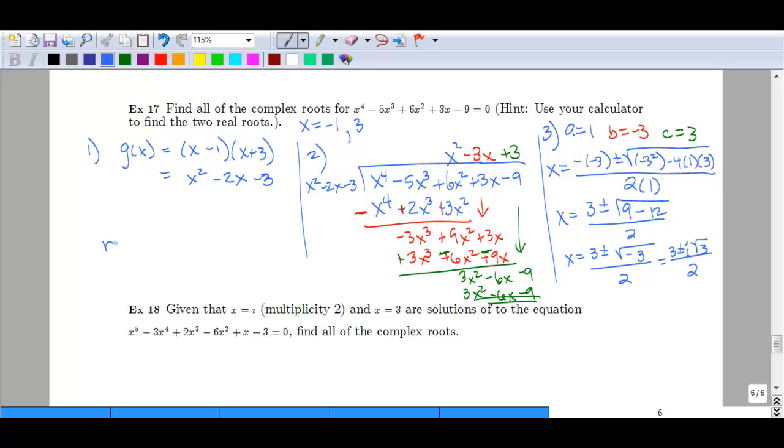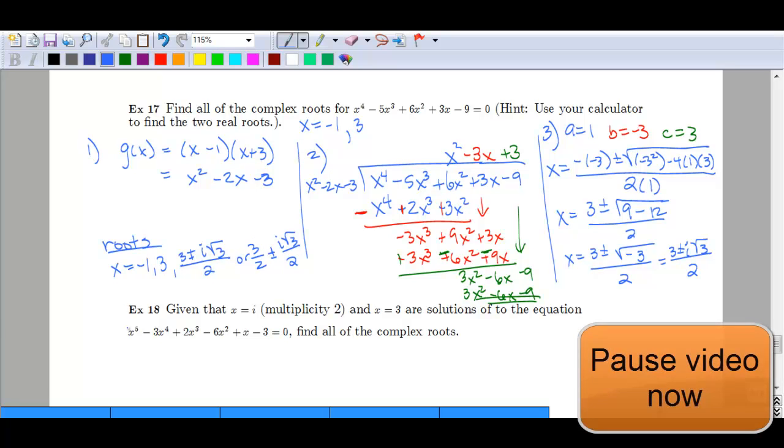So our roots in this case are x equals negative 1, 3, and 3 plus or minus i square root of 3 over 2. If you wanted to split this up, you could split this up as 3 halves plus or minus i square root of 3 over 2. Either one is acceptable. It just depends on what the problem is asking for. If it wants you to split up the real and imaginary parts, then you would need to do this for that answer. So I want you now to try example 18.